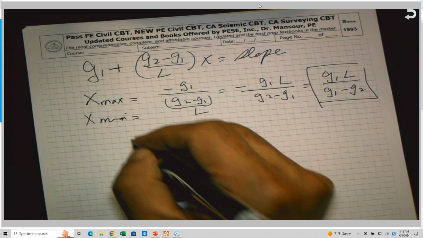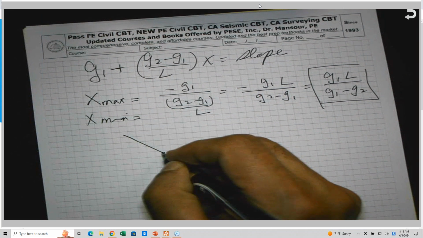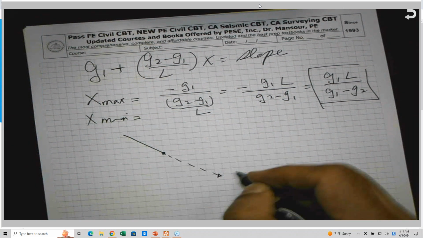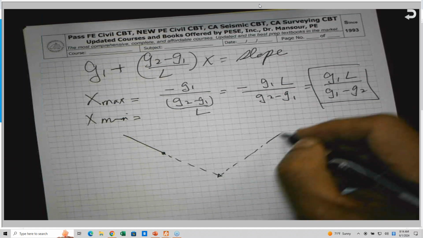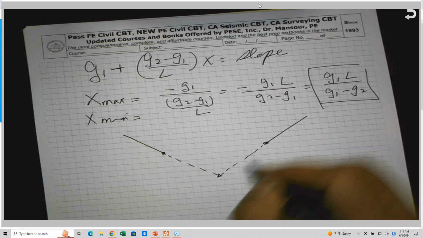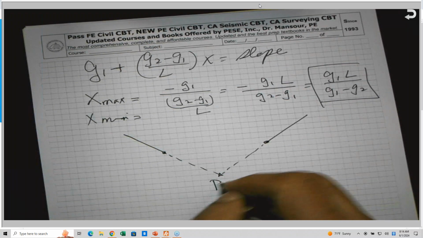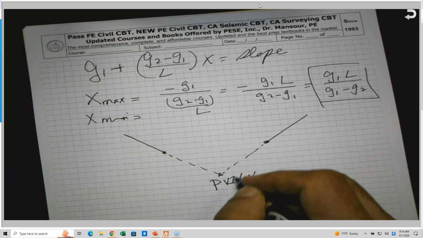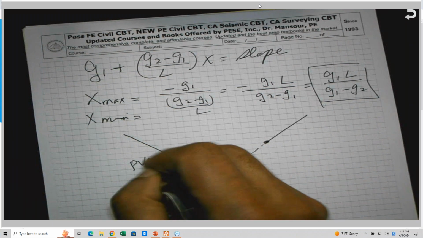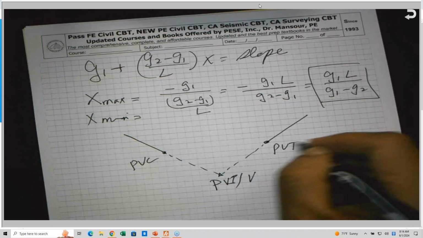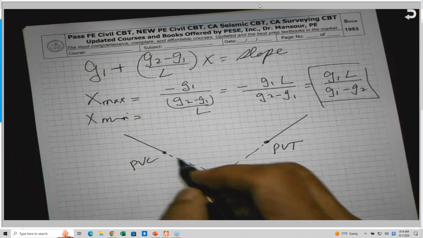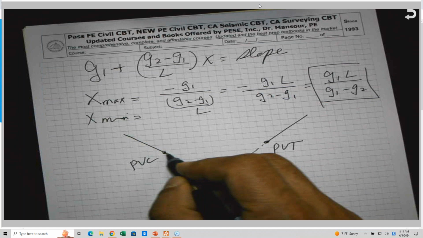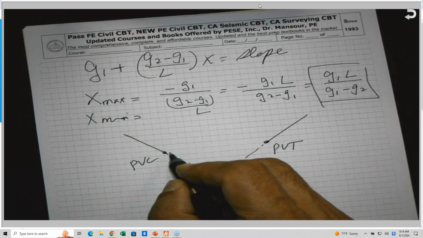For whatever curve it is, either sag or crest, as you said. And this is the PVI, point of vertical intersection, or simply the vertex, and this is the BVC, and this is the BVT. I hope that I'm using the same notations, because I don't want to confuse you. And this is the vertical curve.